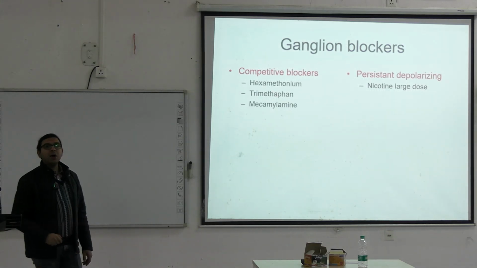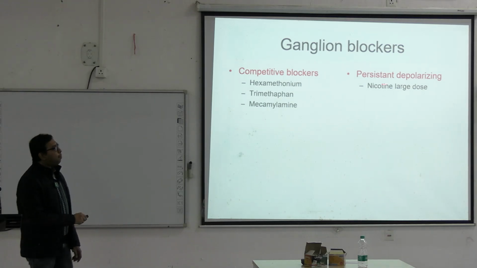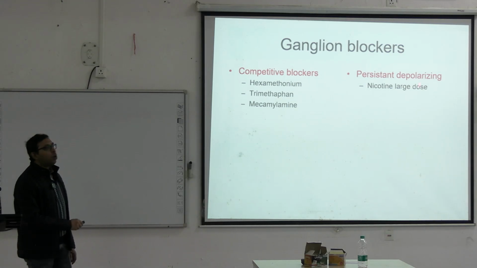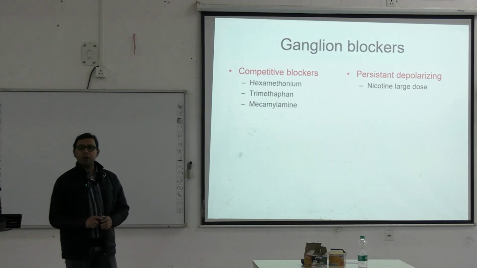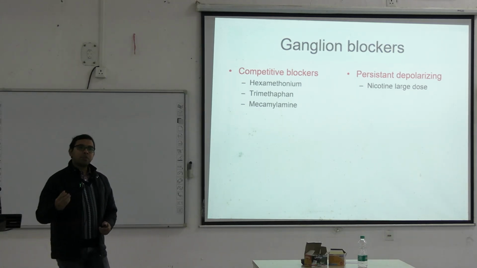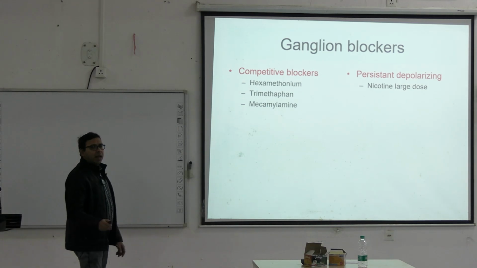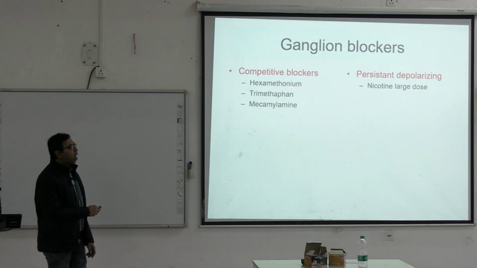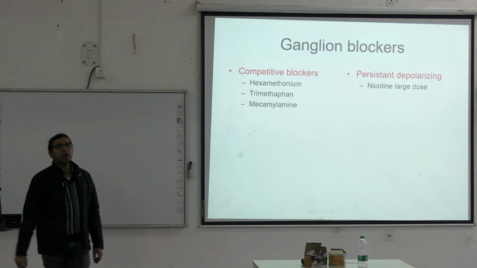Next, coming to the ganglionic blockers. Ganglionic blockers again may be competitive blockers and persistent depolarizing blockers like nicotine in large doses. Usually there is no clinical use of nicotine in large doses. Some nicotine patches etc. are used for smoking cessation. Competitive blockers are used in very few cases, like hexamethonium, trimethaphan, mecamylamine. These are the competitive ganglionic blockers.